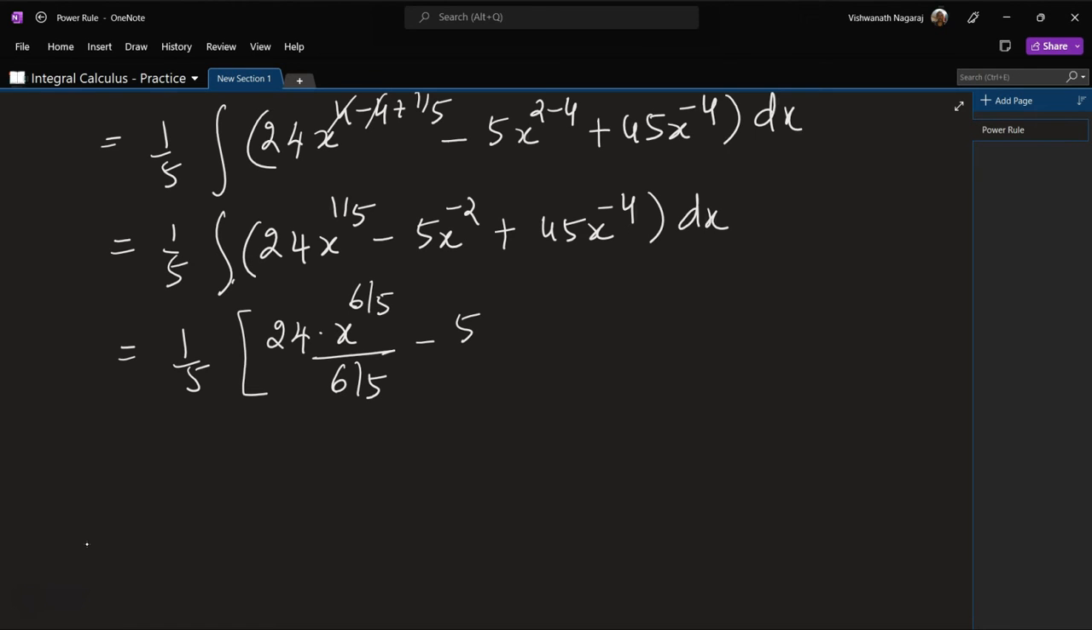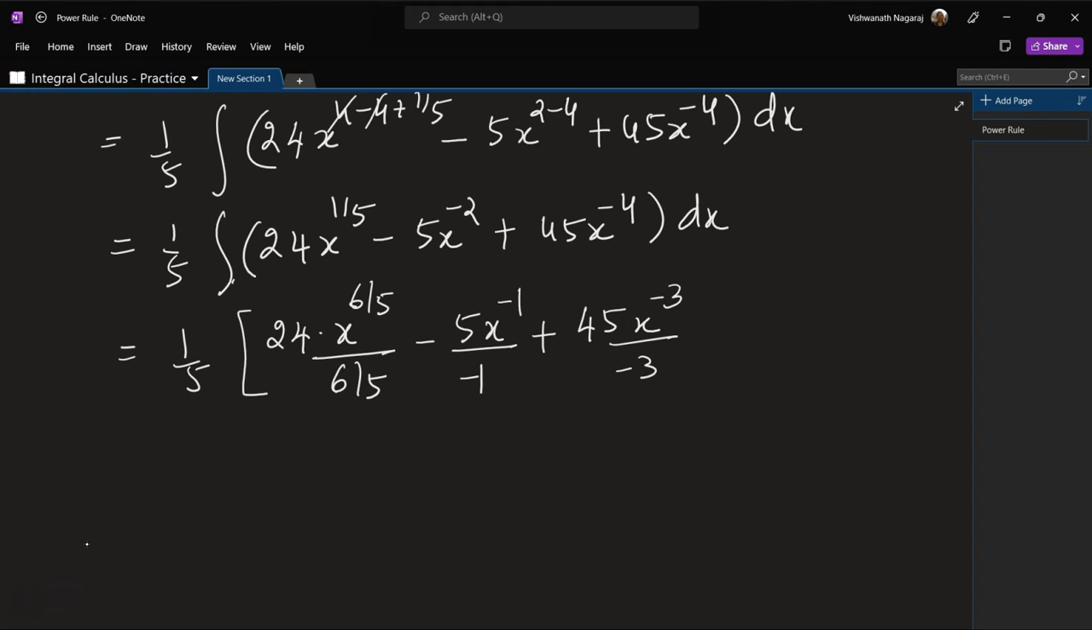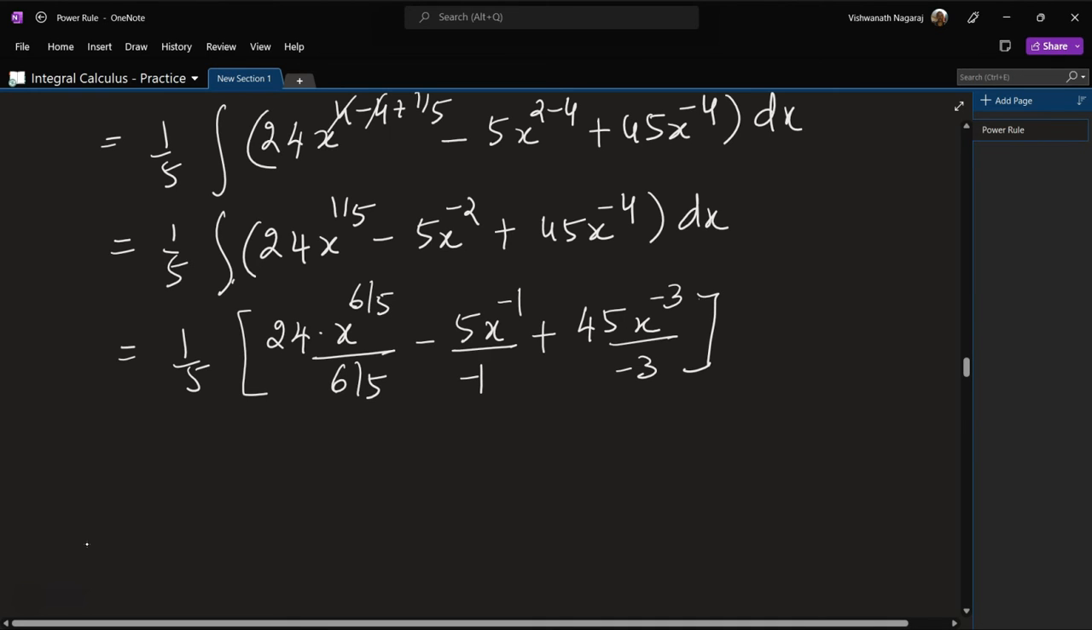Now here what do we do? Remember, we have to add 1. So minus 2 plus 1 will give us minus 1 by minus 1, plus 45 x to the power of minus 4 plus 1, so minus 3 by minus 3. Plus c, we will leave it for the last step.